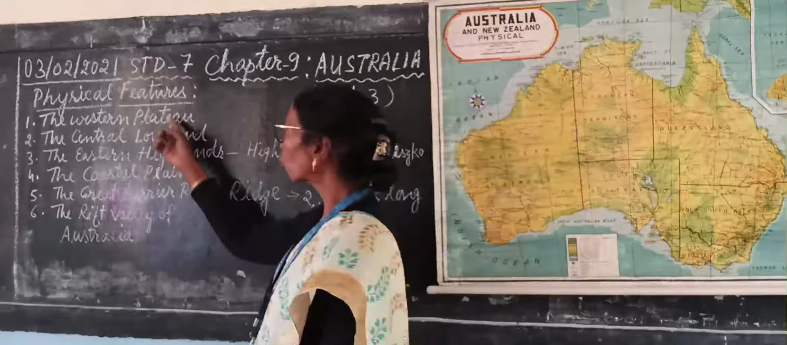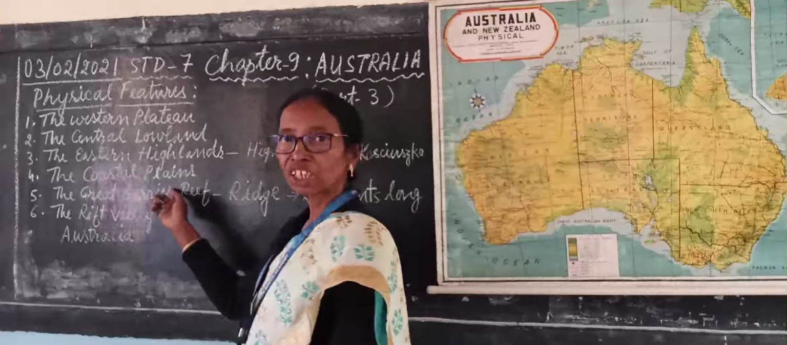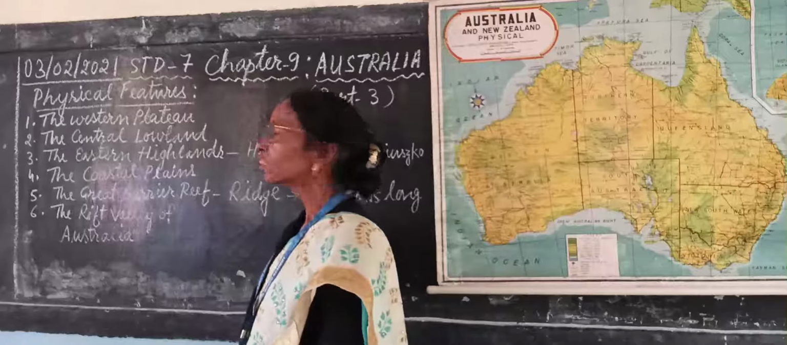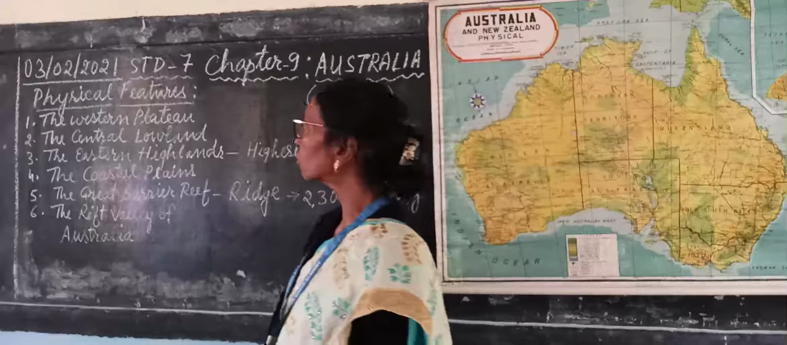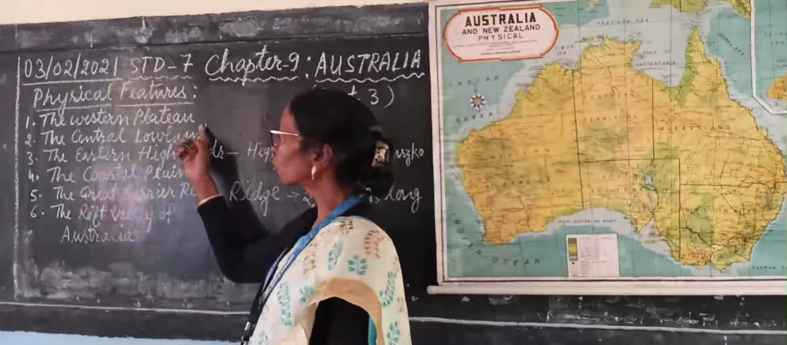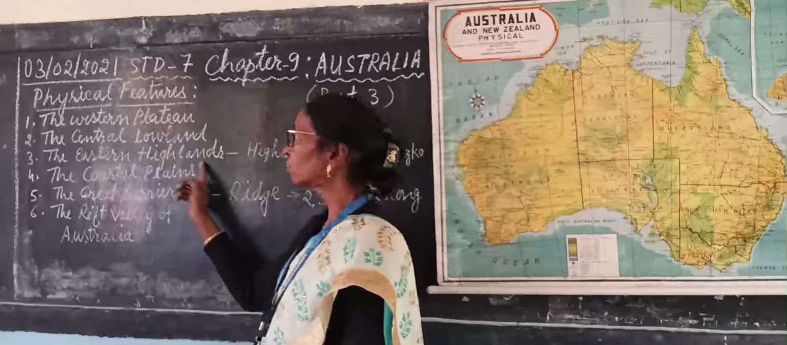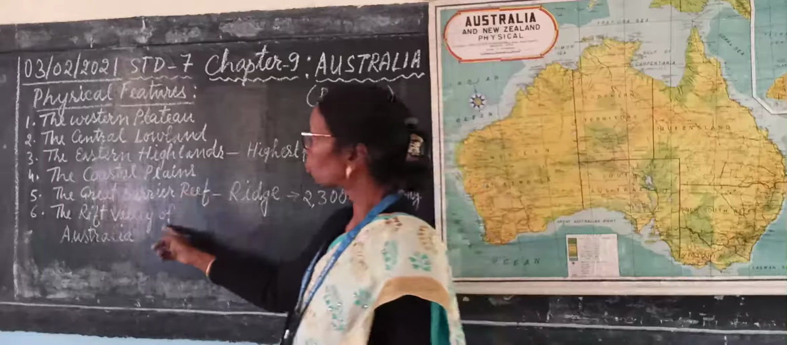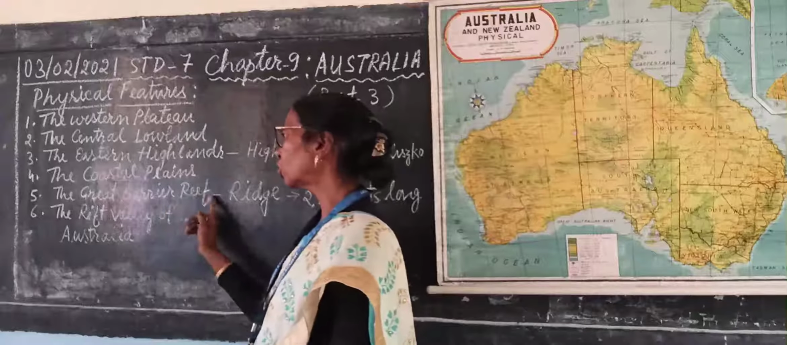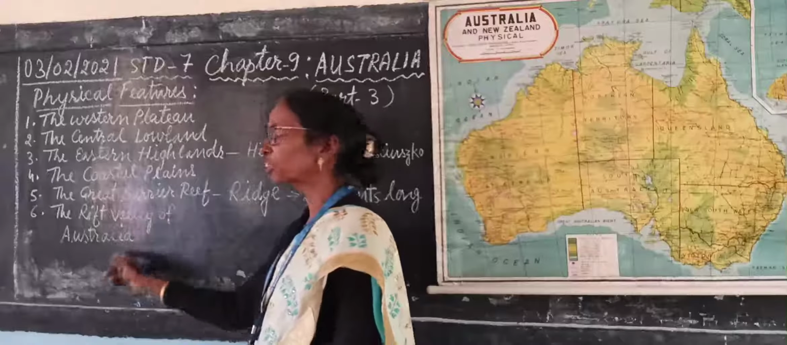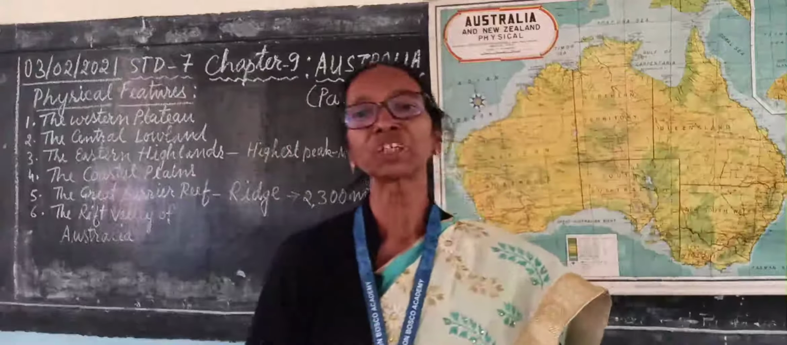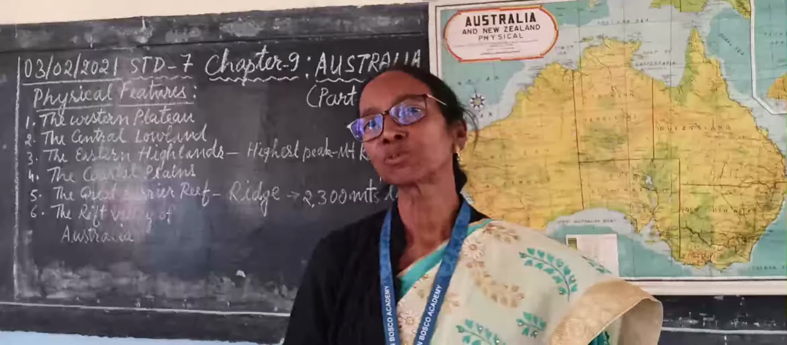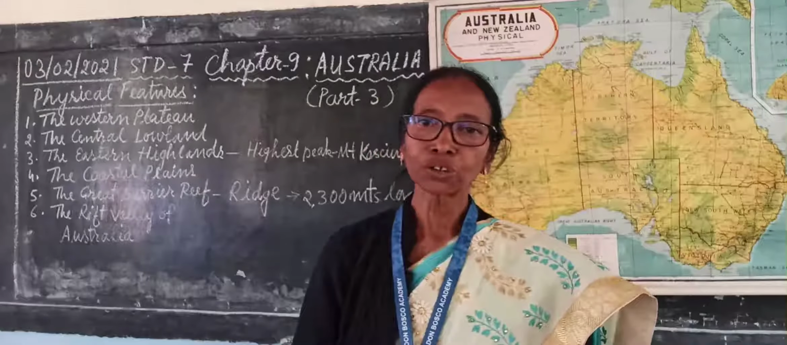Actually there are 4 important physical features, and these 2 also are important. The 4 important physical features, do remember, are the Western Plateau, the Central Lowland, the Eastern Highland and the coastal plains. And these 2, the Great Barrier Reef and Rift Valley of Australia, are also important physical features. So altogether there are 6 physical features. So do remember.